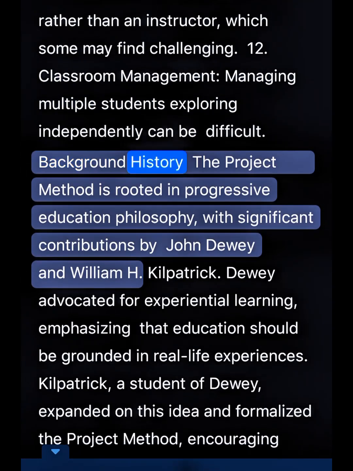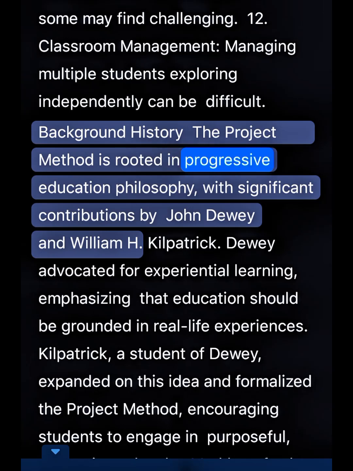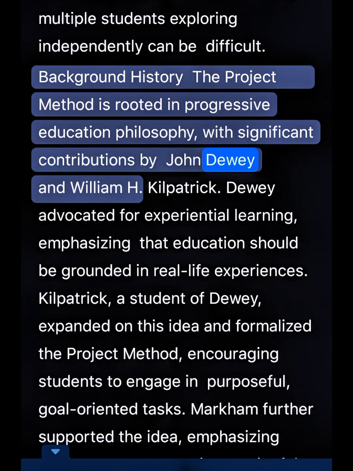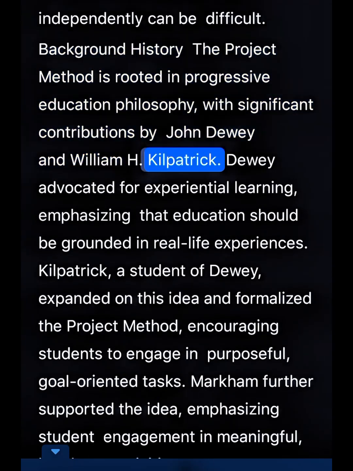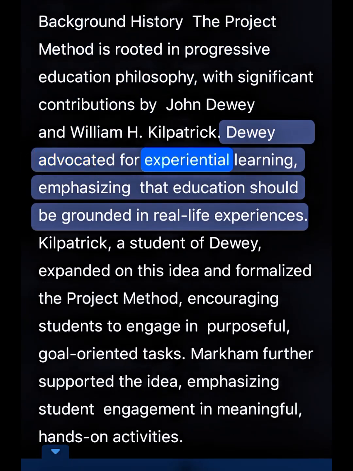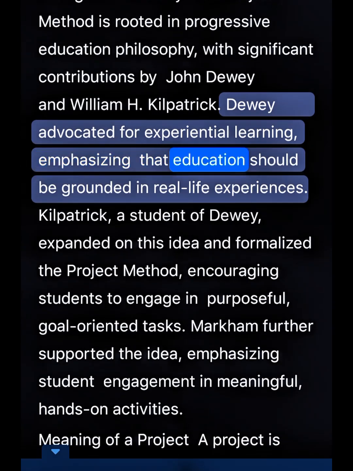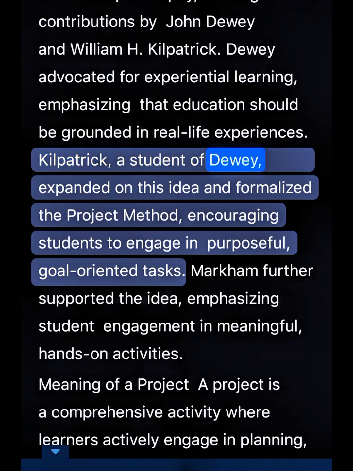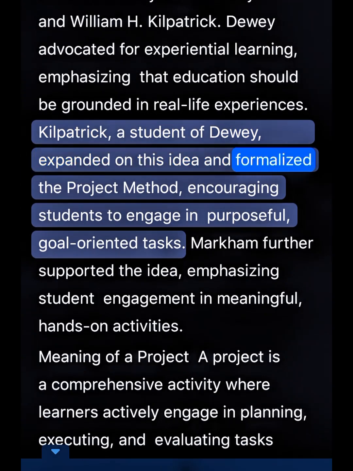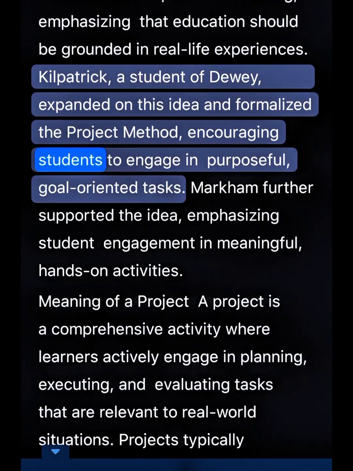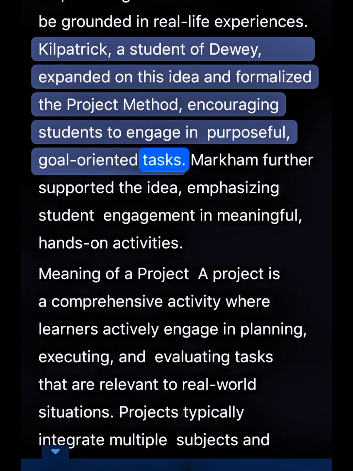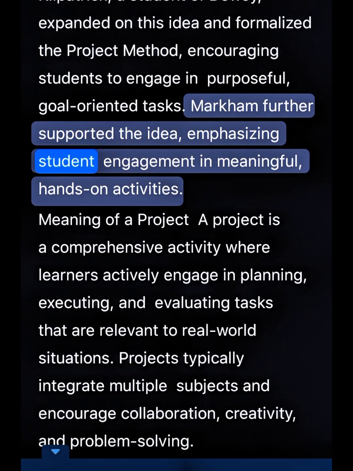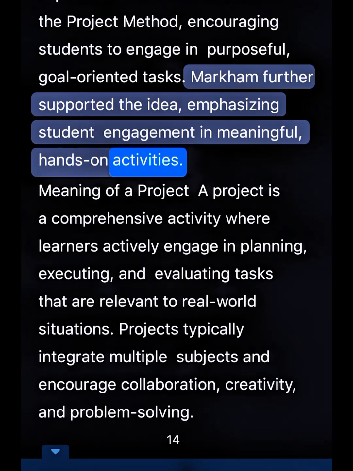Background history. The project method is rooted in progressive education philosophy, with significant contributions by John Dewey and William H. Kilpatrick. Dewey advocated for experiential learning, emphasizing that education should be grounded in real-life experiences. Kilpatrick, a student of Dewey, expanded on this idea and formalized the project method, encouraging students to engage in purposeful, goal-oriented tasks. Markham further supported the idea, emphasizing student engagement in meaningful, hands-on activities.